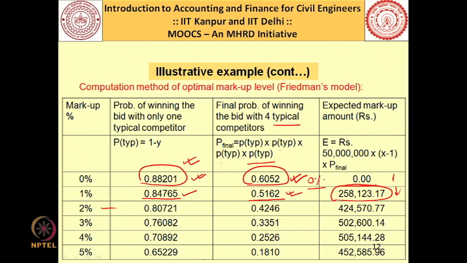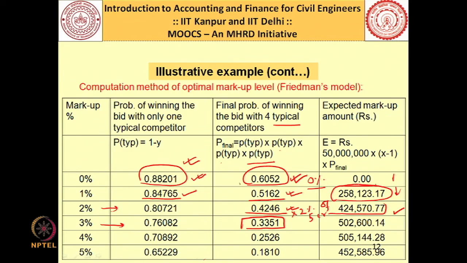Then I do this calculation at 2%. The probability of winning against 4 bidders is 0.4246. Now, what is this value? This is 0.4246 multiplied by 2% of 5 crores. I am getting 424. Then I do this calculation at 3%, and I am getting the probability as 0.3351.